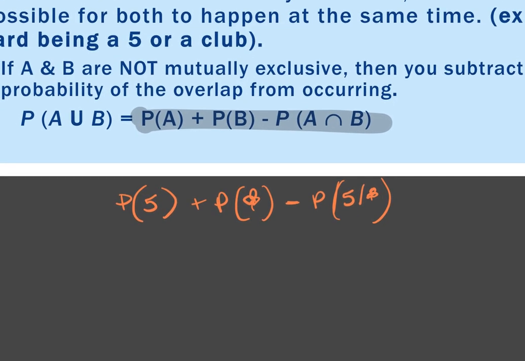So what's the probability of pulling a 5 from the deck? 1/13. Well, let's keep them all the same denominator for now. So it's 4 out of 52.